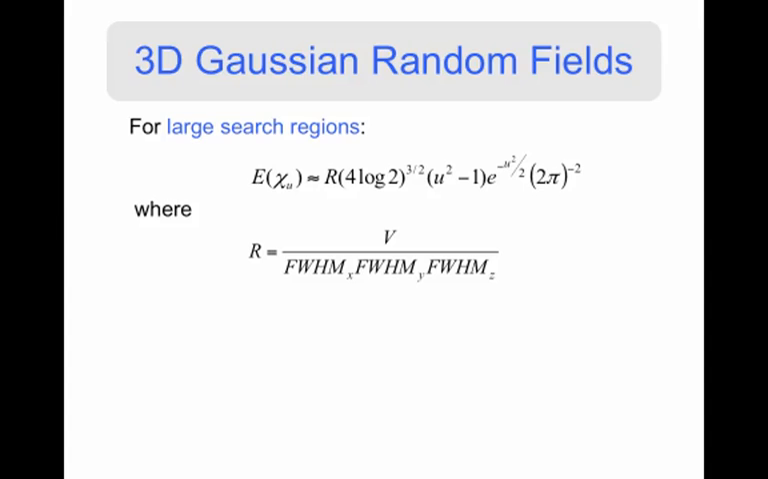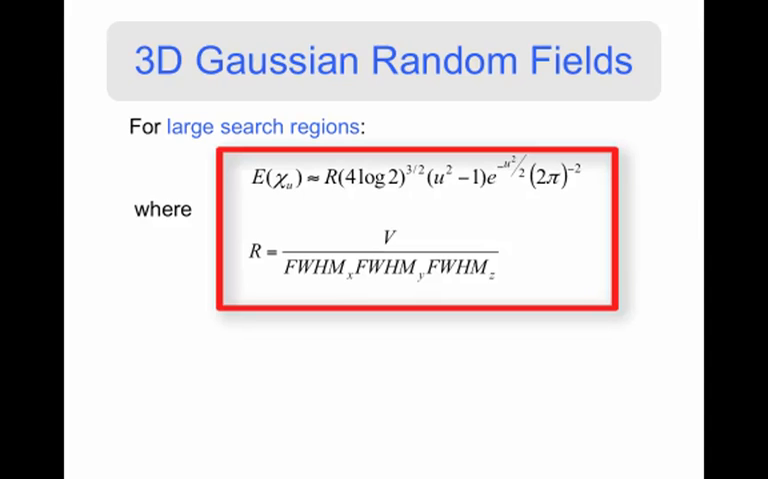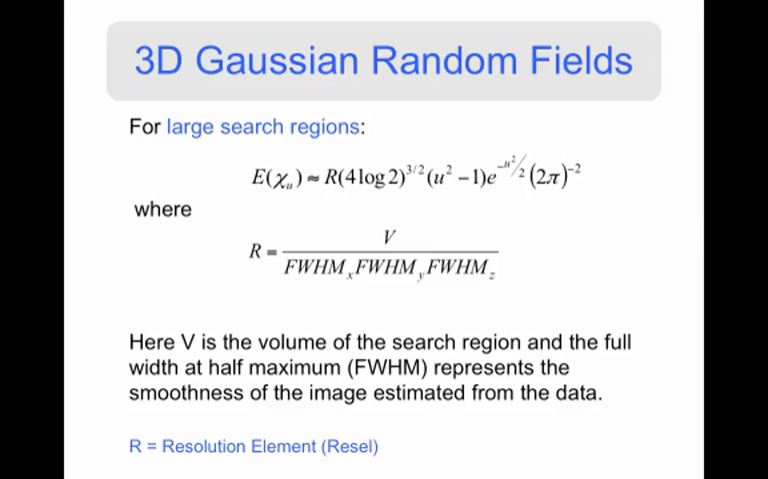So for 3-dimensional Gaussian random fields, for what's called large search regions, the expected Euler characteristic is approximately equal to this kind of ugly formula here. Here R is equal to V, which is the volume that we're looking at, divided by the full width half maximum in each of the three dimensions. That represents the smoothness in each of the dimensions. So here, V is the volume of the search region, and the full width at half maximum represents the smoothness of the image estimated from the data.